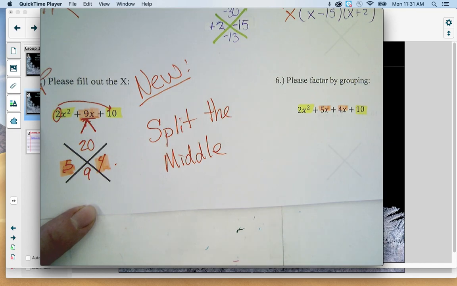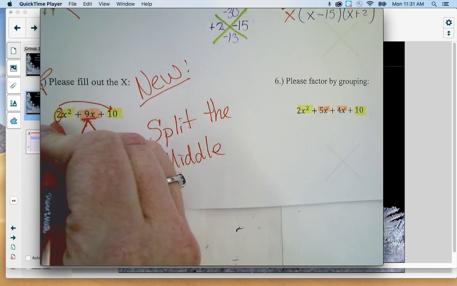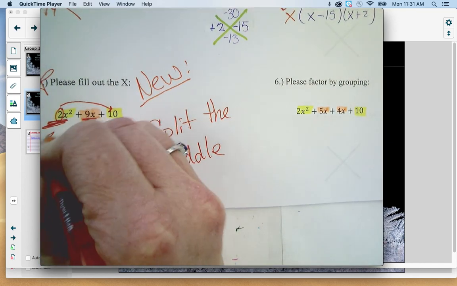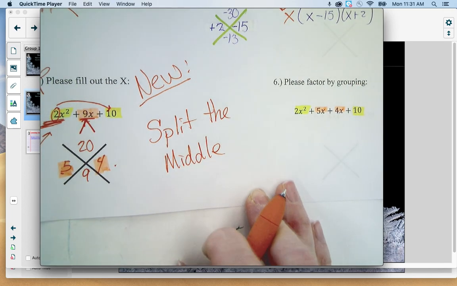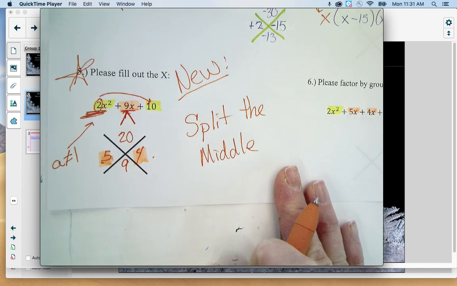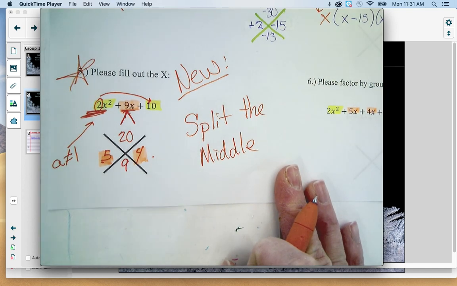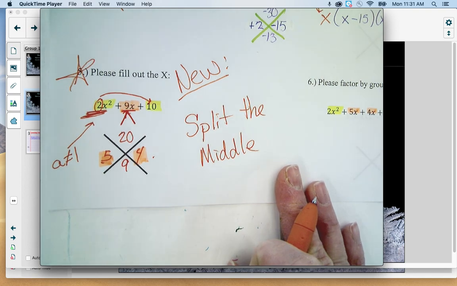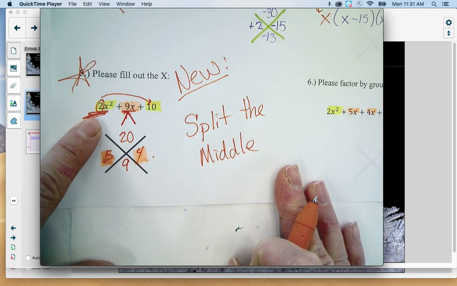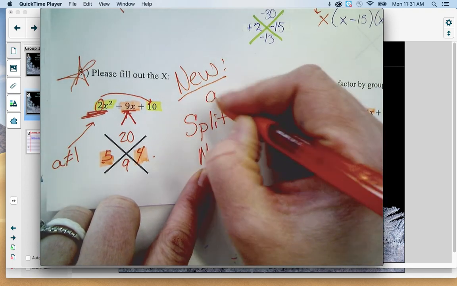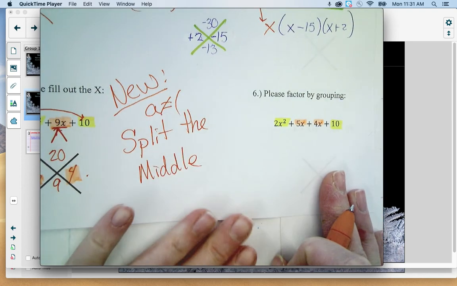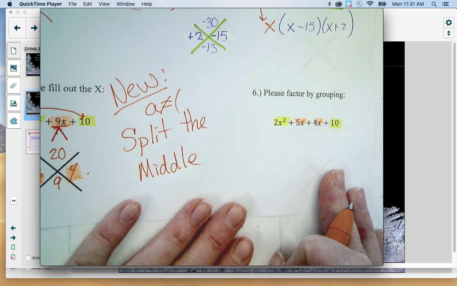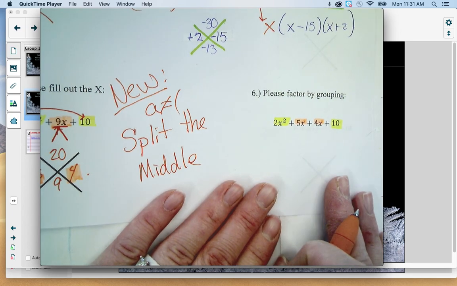Now the reason those can't go right into a group is because, underline that too, A does not equal 1. That first number does not equal 1. Joel said it before. Up until now, it was always a 1. If it's a 1, life's easy. We can get those two numbers and put them right into the groups. But if A is not 1, we have to split the middle. Now, once I split the middle, how many terms are here? 4. What method do we use when we have 4 terms?